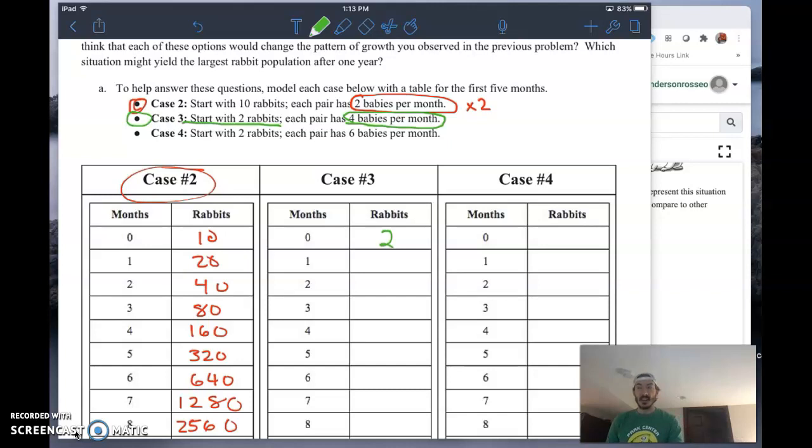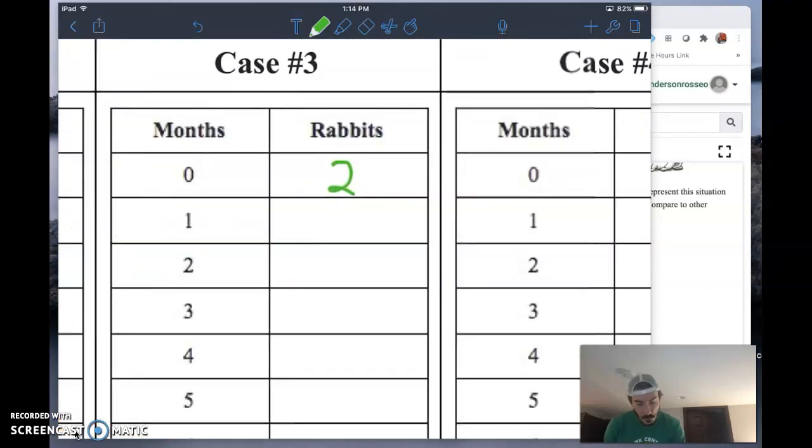Okay? And then each pair is going to have 4. Those are going to have 4, so it's going to go from 6 to 18. And then, what in the heck, right? Each pair, let's see, 18 to 54, right? Okay, so here we go. 2, and then we're going to go 6, and then we're going to go 18, and then 54.